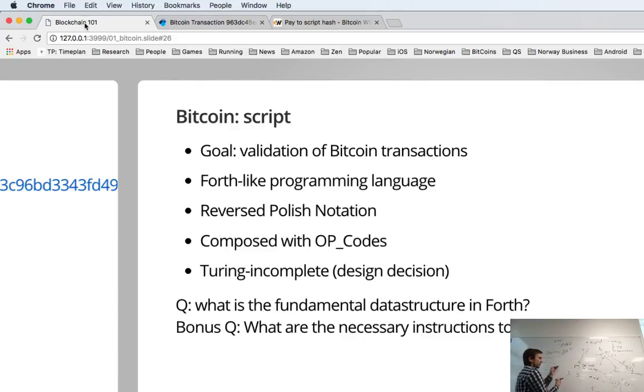So you do the reverse Polish notation where you start with operands and then the operation comes later. And you can write your programs, you know. So let's say if you want to multiply it by 2, right?